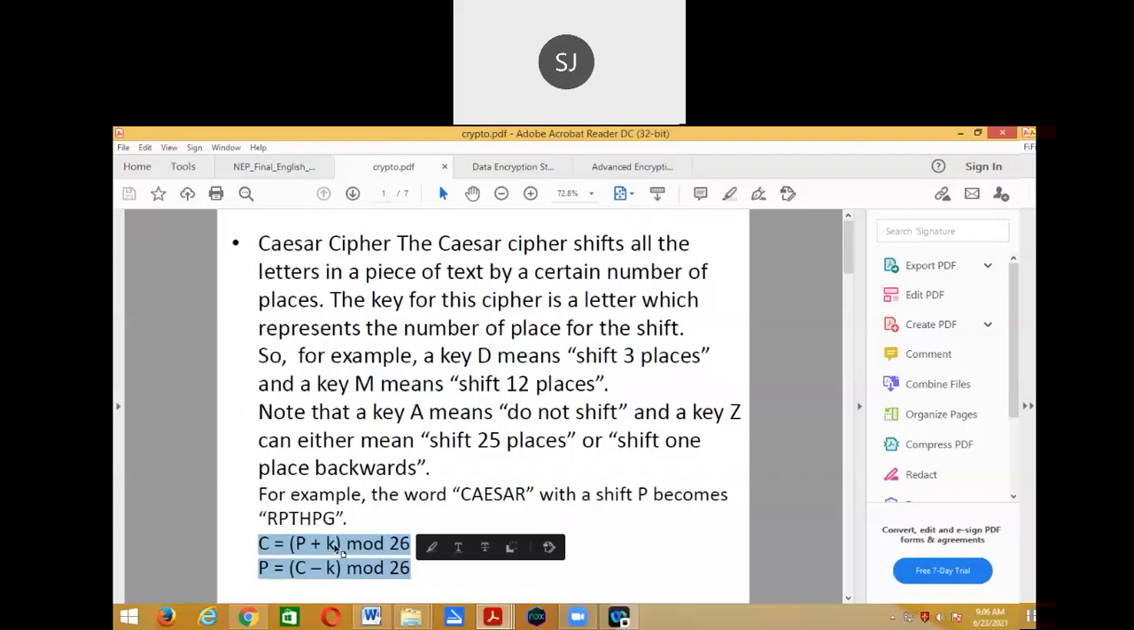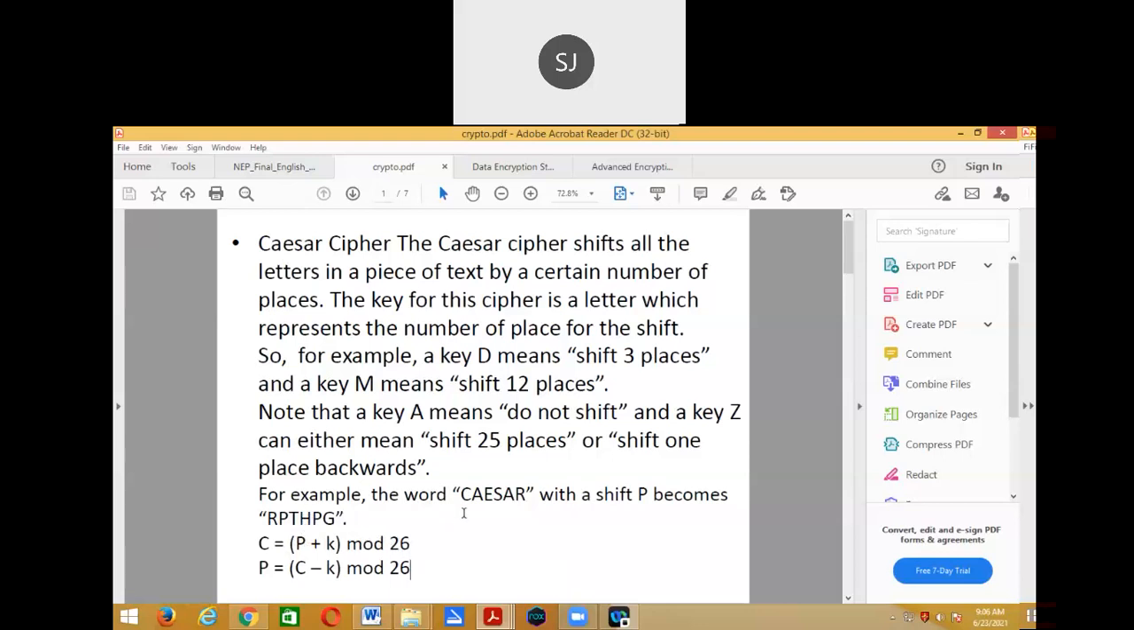K is the key. P is the plain text. To the plain text you are adding the key mod 26, because the number of alphabets is 26 only. The total number of symbols is 26. That is why we are using mod 26.